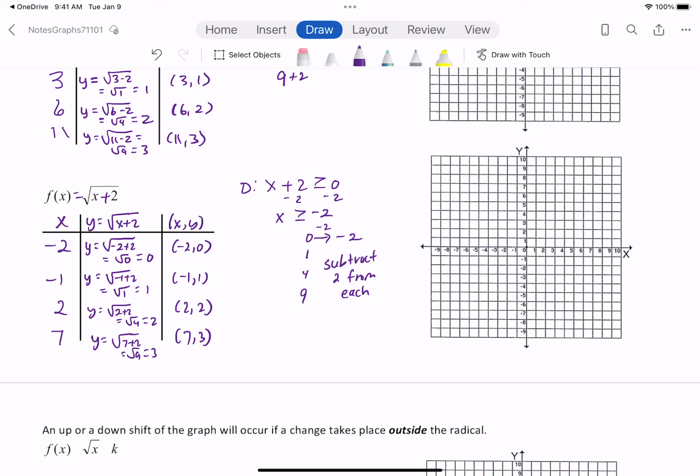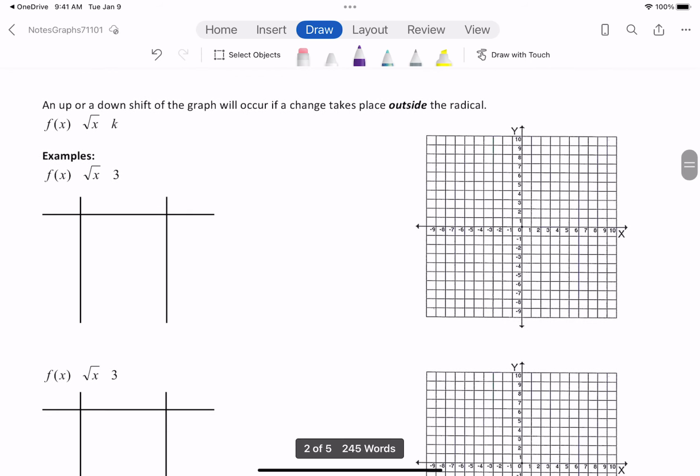Alright, so these are my points. We have -2, 0, -1, 1, 2, 2, 7, 3. Again, that first point is my endpoint. We're going to connect them and continue off forever. Alright. So you notice for this one, if I have underneath the radical plus a number, this one gave me a left shift.